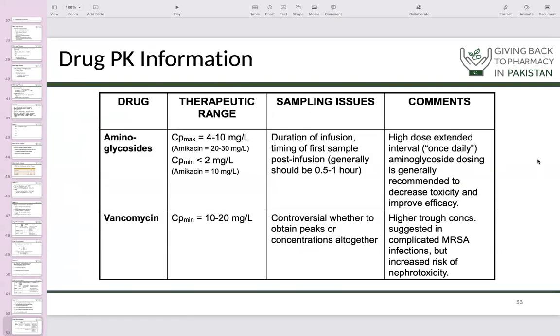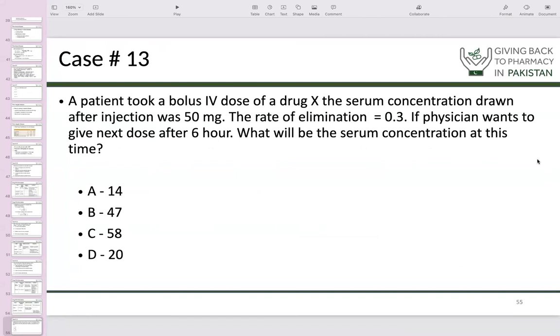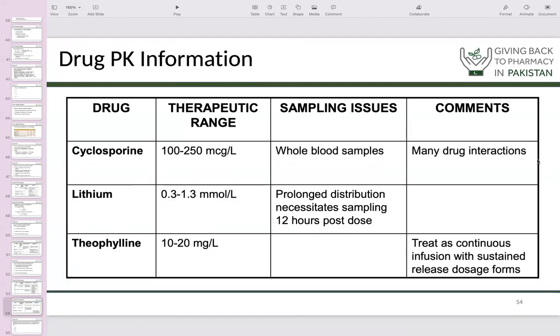And this is some information about the aminoglycoside. You can read these sampling issues and comments. And these are other medications which have nonlinear kinetics, which are zero order kinetics, for which we have to monitor the concentration. You can read this. This will be mentioned in your drug handout, which is provided to you.